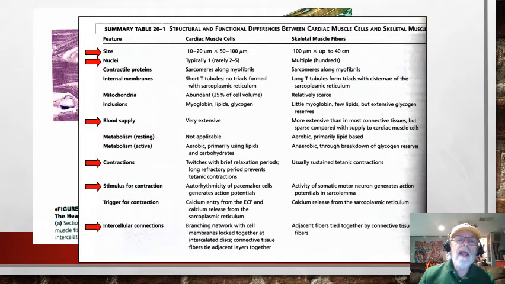Okay, and it has the intercellular connection where it branches off with the intercalated disc, like we talked about before. You could read over a little bit more of that if you're more interested.